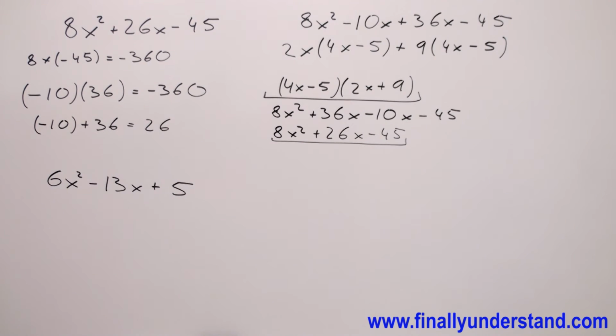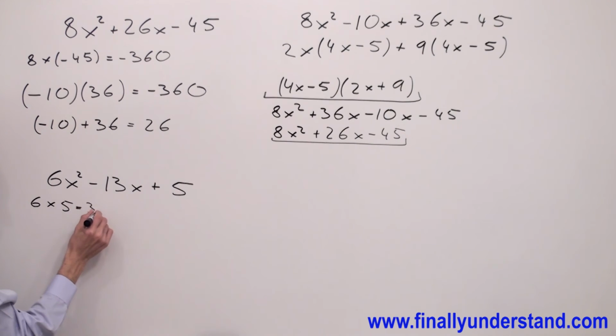Let's take a look at this one. Again, look at the leading coefficient. The leading coefficient is different than 1. So what are we supposed to do first? Multiply the leading coefficient by the third term. 6 times 5 is equal to 30.